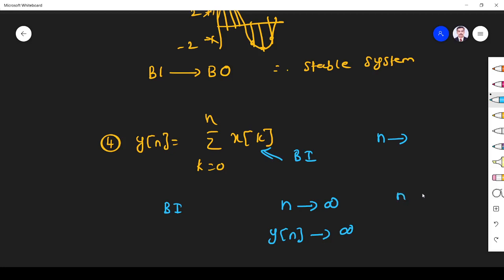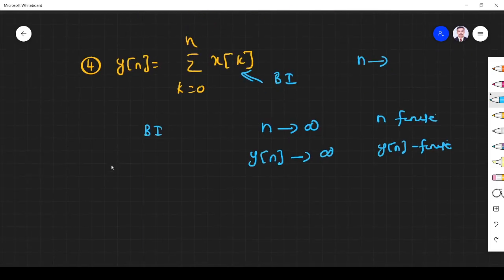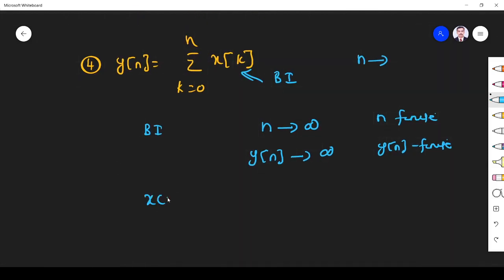When n is finite, y of n is finite. Even though my input is different, n is different, right? x of n is the input, where n is a time instant. Are you understanding the difference between these two? So the input is always bounded. I don't have any issue with that. That is what I have to apply and check whether I am getting a bounded output.